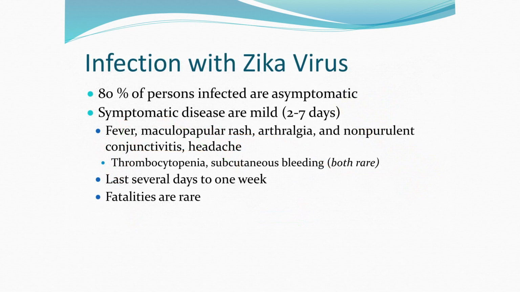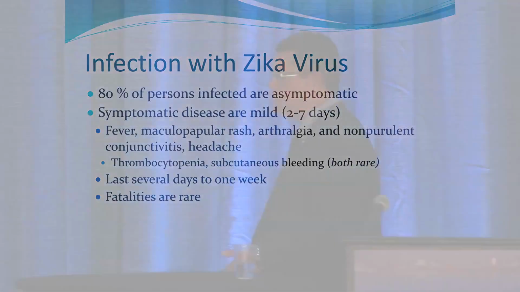Now, if you look at the people who are infected, 80% of them are really asymptomatic. Now, you think about that. That means that these people have some sort of immunity to this virus, and they're able to fight it off. But if they do become symptomatic, then the disease lasts for 2 to 7 days. And that's pretty much what they complain about. They get a fever, sometimes they can get a maculopapular rash, arthralgia, a non-purulent conjunctivitis, and a headache.